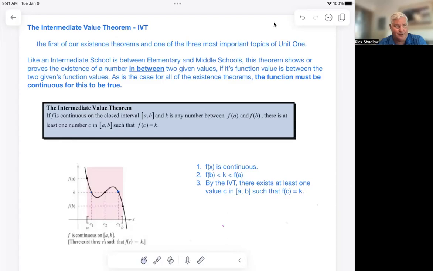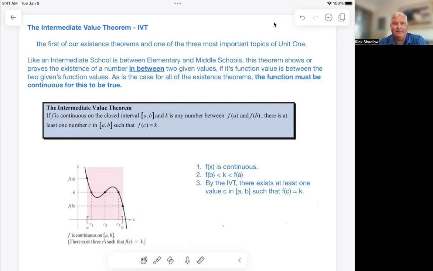First and foremost, the function has to be continuous for this to apply. And in the actual guided notes, you'll see a situation where the function is not continuous, and therefore the function is not guaranteed to have that value. It possibly could, but not guaranteed to. The IVT guarantees that such existence is going to be the case.